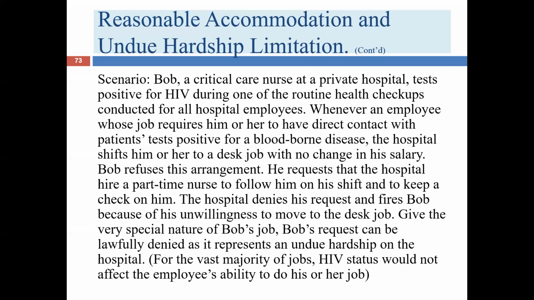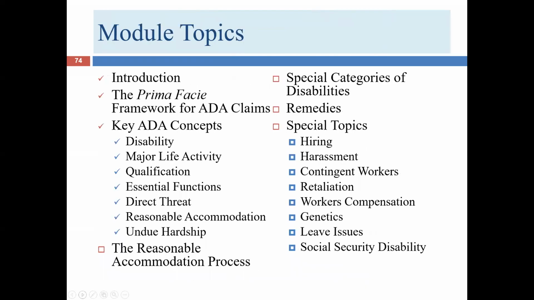Because again, if Bob is called to assist with a procedure, Bob could get nicked by a scalpel, Bob could get punctured by a needle, and then his blood could be exposed, or patients could be exposed to Bob's blood. So for the very narrow job that Bob has, he would not be a good candidate for the job involving patient care. And therefore, there is no reasonable accommodation because, actually, he's not otherwise qualified because of the direct threat he poses.